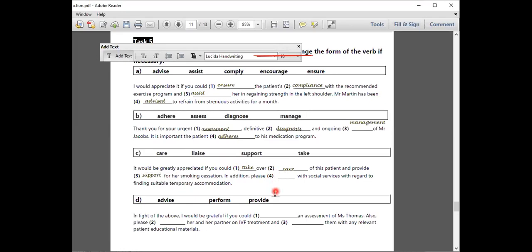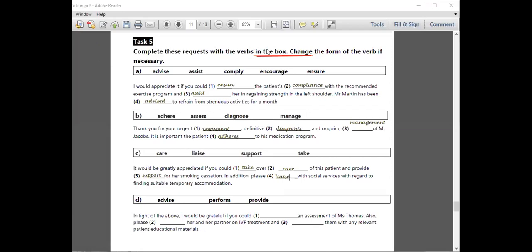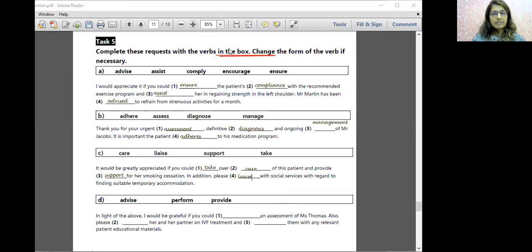And yeah, liaise, we use it liaise with, liaise with social services. So the familiarity of these collocations can ensure that your sentences are grammatically correct, apart from whatever we have been discussing so far: the tenses, the active and the passive, the compound complex structures. Yeah, very good. Now the fourth one, the alphabet D.